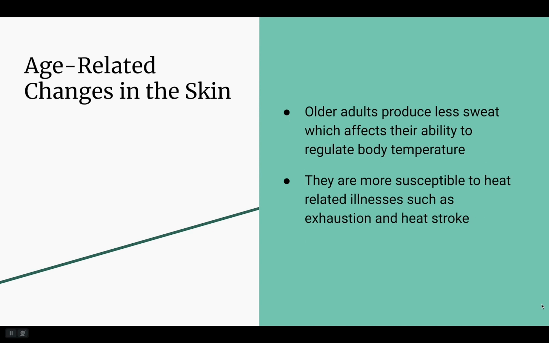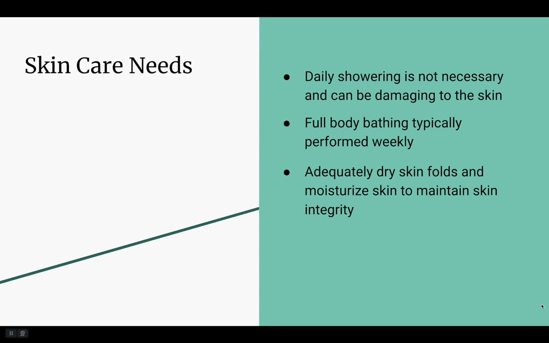Older residents also have reduced production of sweat, which affects the ability of their body to regulate their temperature. This makes them more susceptible to heat-related illness such as exhaustion and heat stroke, especially when being physically active in the heat. Due to less oil and sweat production as one ages, daily showering or full body bathing is not necessary and can even be damaging to skin.